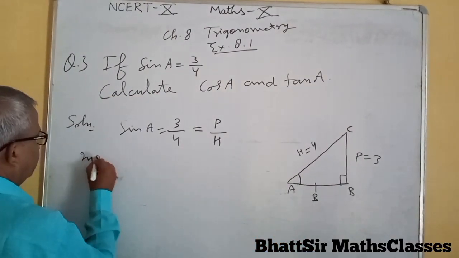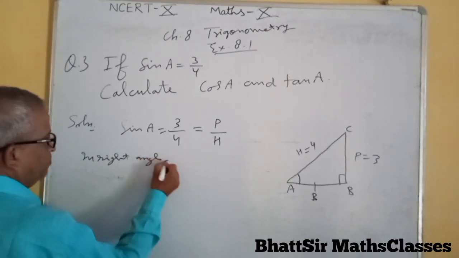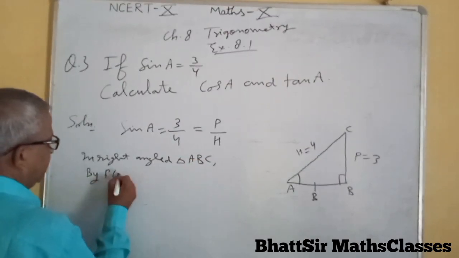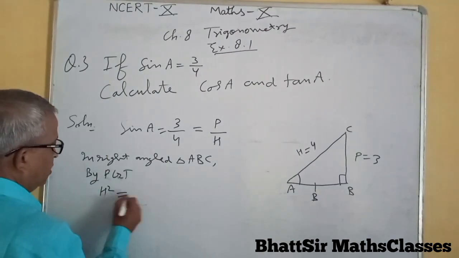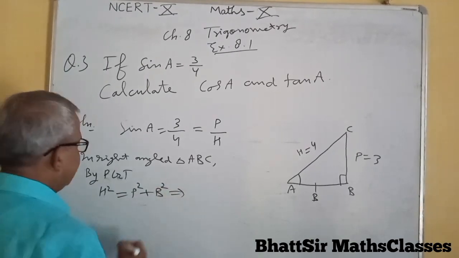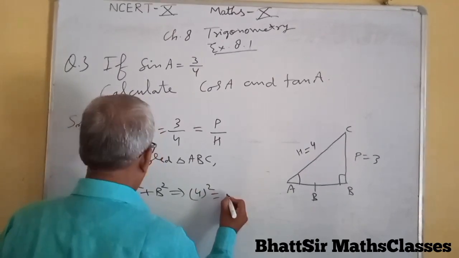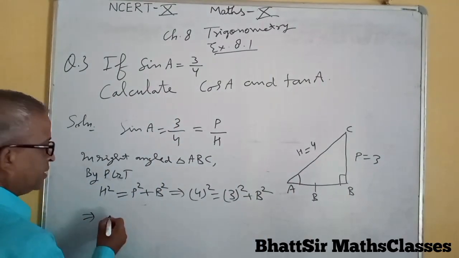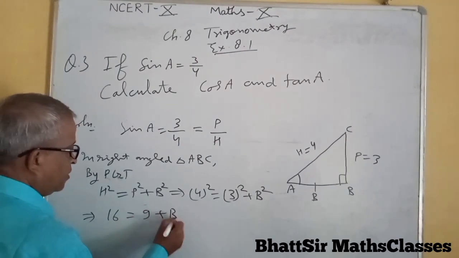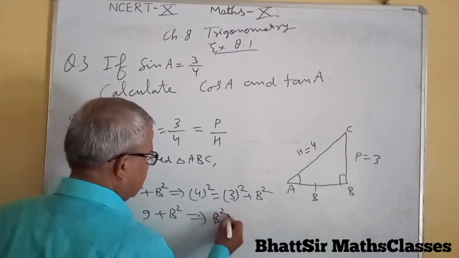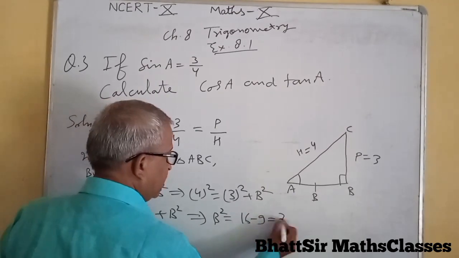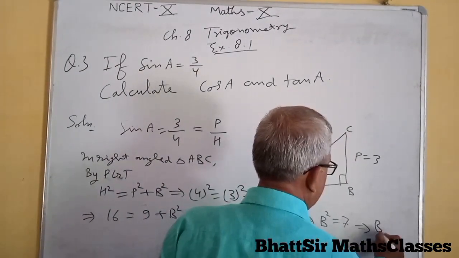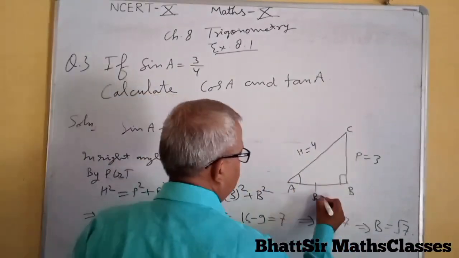In right angle triangle ABC, by PGT, H square equals P square plus B square, implies that 4 square equals 3 square plus B square, implies that 16 equals 9 plus B square, implies that B square equals 16 minus 9, equal to 7, implies that B square equals 7, implies that B equals under root 7. So the base is under root 7.